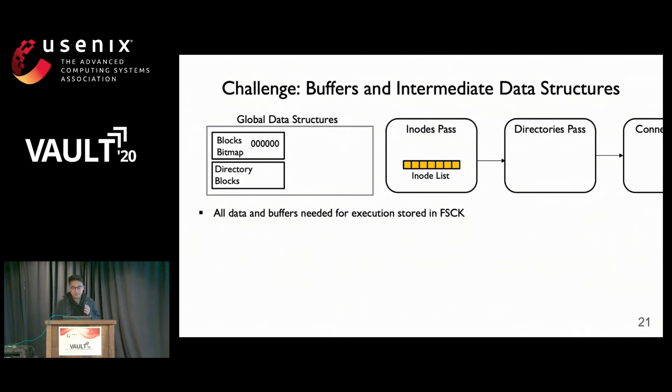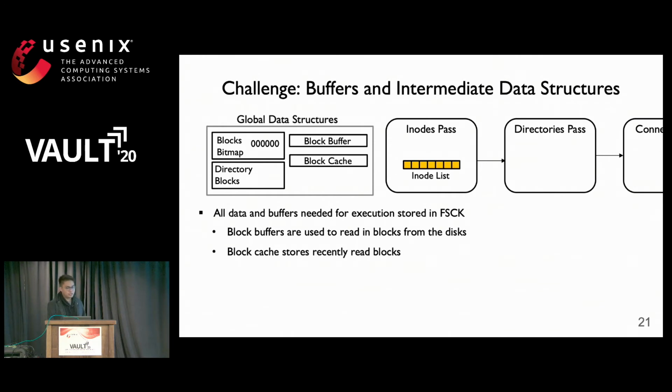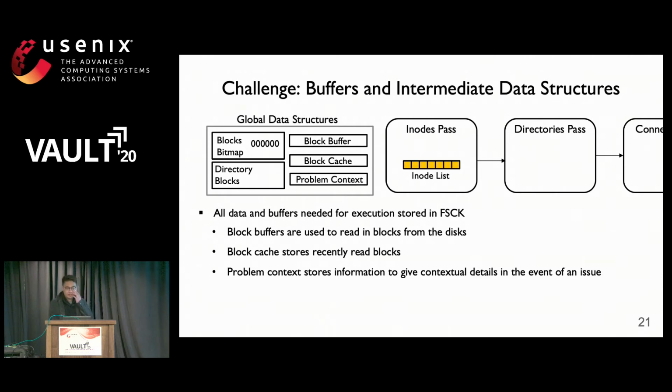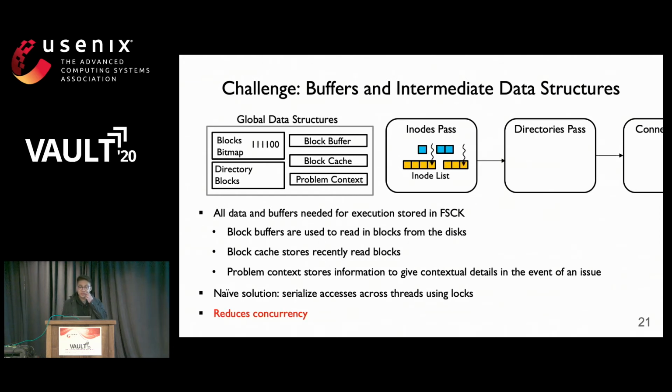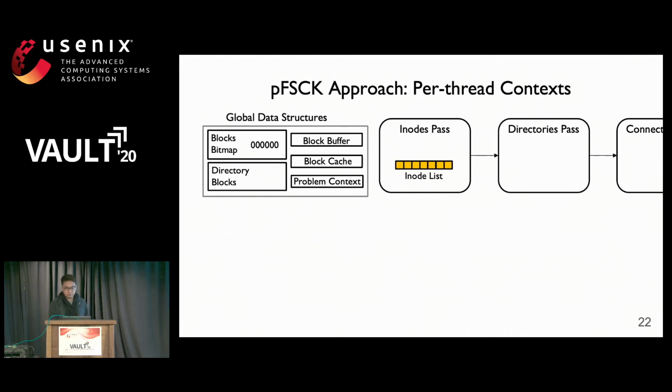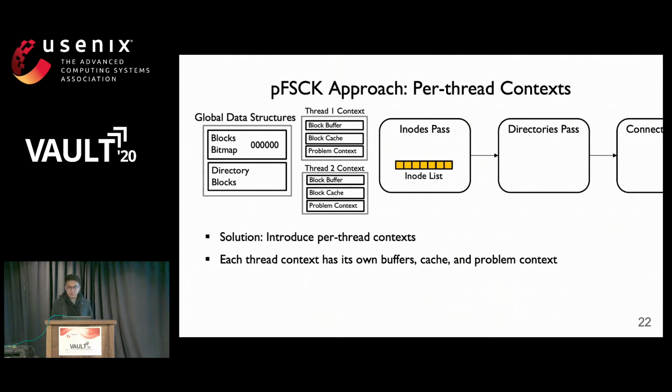FSCK stores data in buffers needed for execution. These include block buffers to store blocks that it wants to read in, a block cache to store recently read blocks, and a problem context that gives contextual details in the event of a failure or an issue. A naive solution would be to serialize accesses across the threads using locks. However, this would reduce the total amount of concurrency that we can achieve. In order to resolve this, pFSCK introduces what we call per-thread context. Each thread context stores its own buffers, cache, and problem context. With this, threads are able to operate in parallel as we would expect.